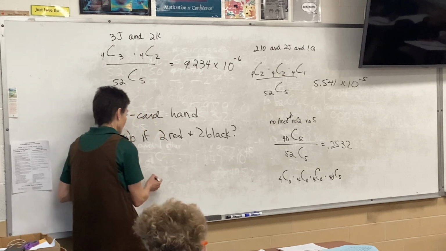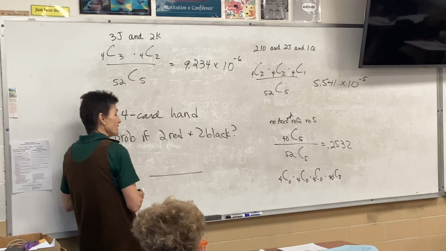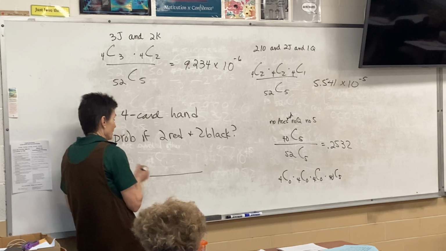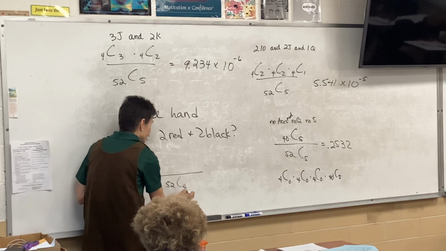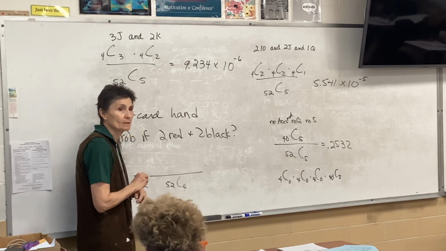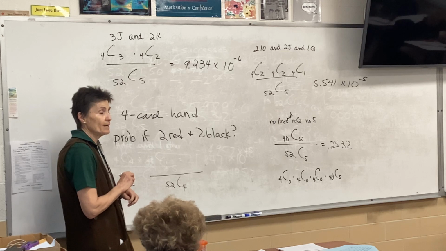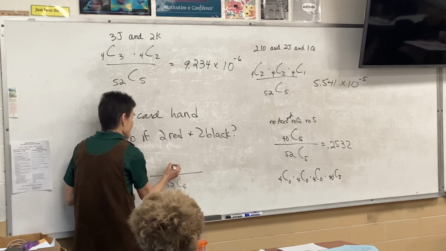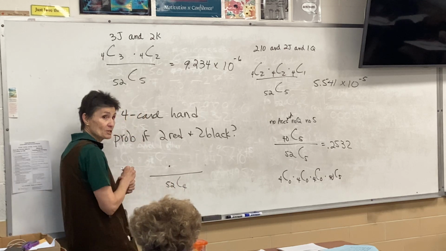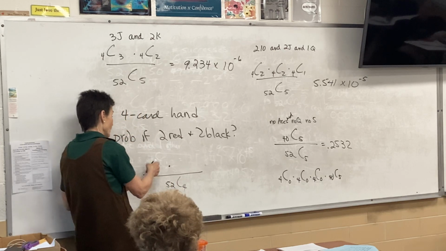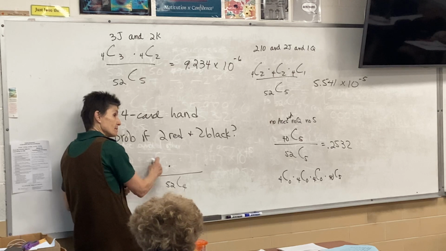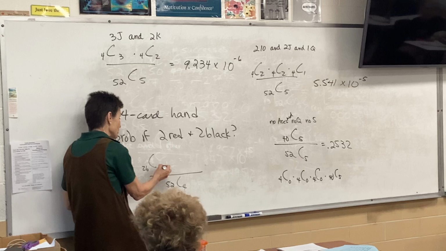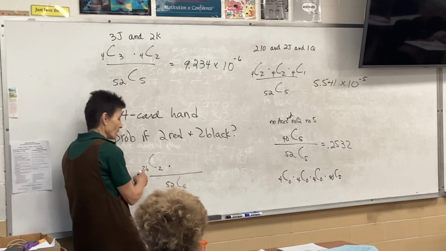Okay, what's your setup look like? Let's make sure you got the right setup. What's your denominator? Your denominator is your total. 52C4. Perfect. That's your denominator. All right, your numerator is what you want. 2 red and 2 black. So we're gonna have a multiplication, right? Okay, how do I get 2 reds? How many reds are there? 26. How many do I want? 2. That's 26C2.